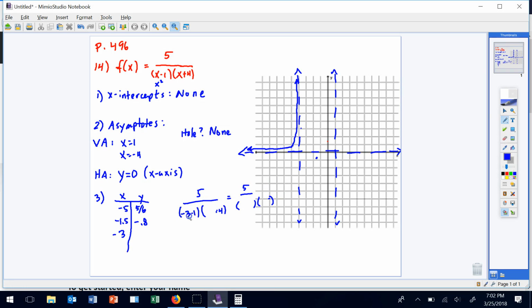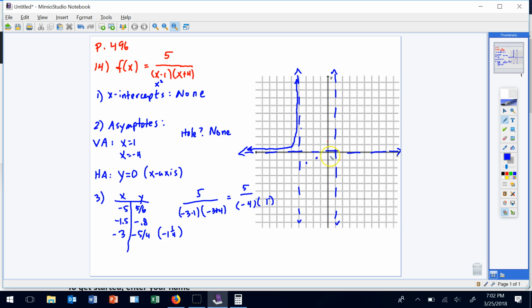So I'm just showing it like this. -3 plus 4, so this is -4. This is +1. And we get 5 over -4. That's -5/4, or it's -1 1/4. So it's a little bit lower than this dot we have here. So 1, 2, 3, -1 1/4.